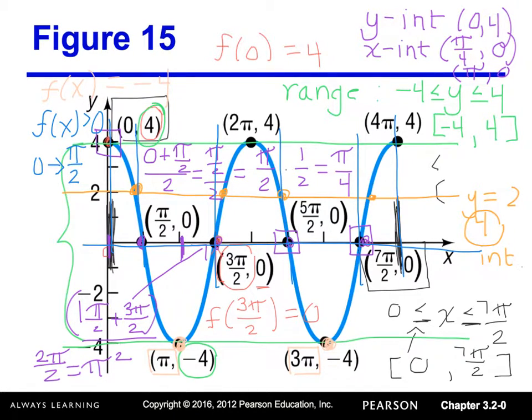It's also greater than 0 in between here. That's from 3 pi over 2 to 5 pi over 2. And then it's also greater than 0 from 7 pi over 2 to 4 pi.